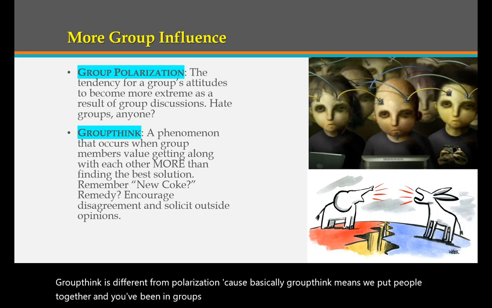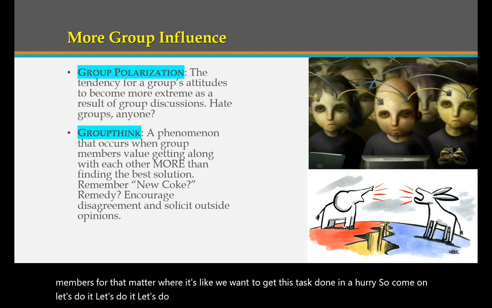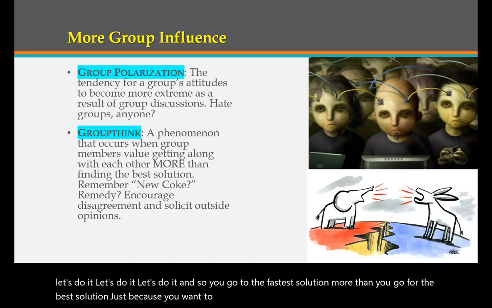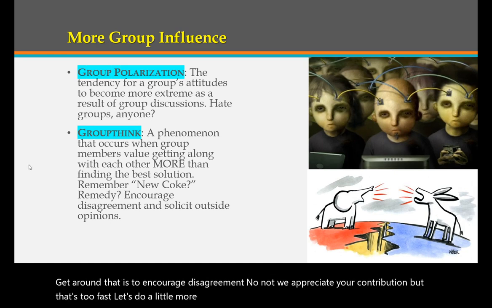I have been in work groups with other faculty members, for that matter, where it's like, yeah, we want to get this task done in a hurry, so come on, let's do it. And so you go to the fastest solution more than you go for the best solution, just because you want to get the job done. All right? So the way to get around that is to encourage disagreement, like, no, yeah, we appreciate your contribution, but that's too fast. Let's do a little more deep thinking about this.